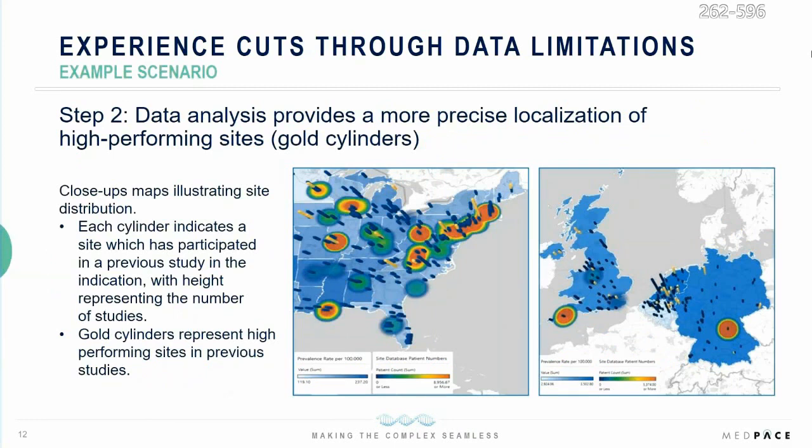And then step 2. Analysis of site location indicates large numbers of sites that have conducted studies in the target indication. Overlaying performance data in prior clinical trials allows a more precise localization of high-performing quality sites relative to target population. This data highlights the importance of analyzing site performance on previous studies to effectively position the study with sites who are motivated to perform and have demonstrated prior success.